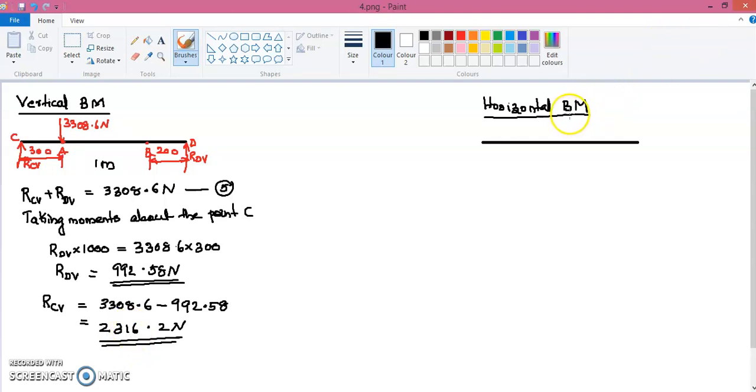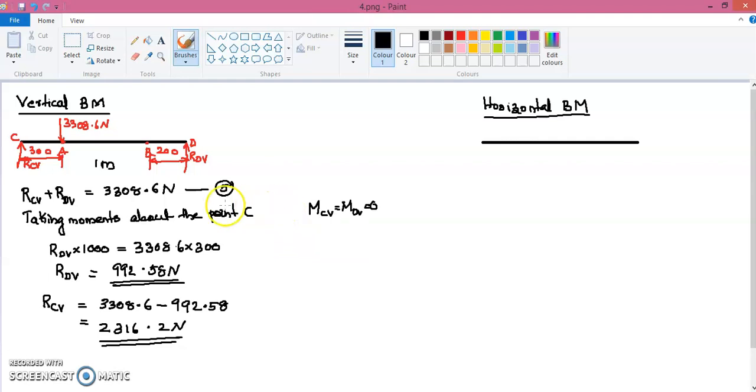Now let us find the bending moment at these points, point C, A and D. What is the vertical bending moment at the point C and D? We know that it is 0. So the vertical bending moment, I'll write it as MCV equal to MDV, that is equal to 0. The bending moment at the point C and D is equal to 0.